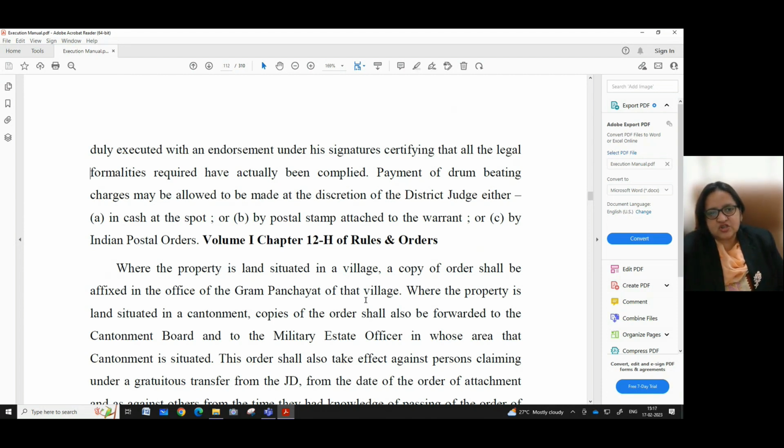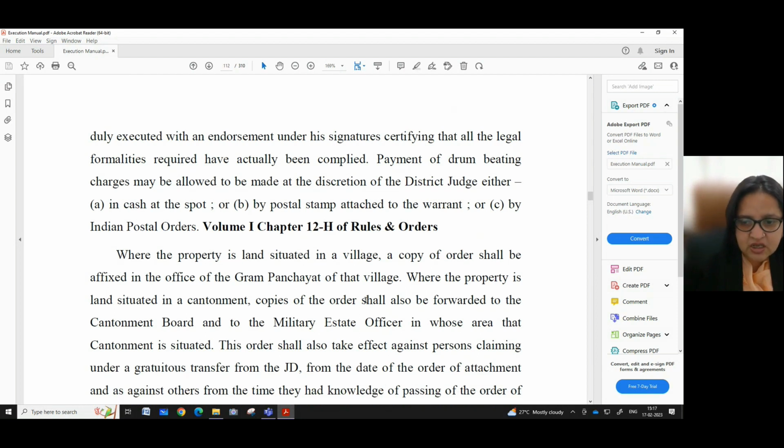Payment of drum beating charges may be allowed to be made at the discretion of the district judge, either in cash at the spot or by postal stamp attached to the warrant or Indian Postal Orders, Volume 1, Chapter 12-H of Rules and Orders. Where the property is land situated in a village, a copy of the order shall be affixed in the office of the Gram Panchayat of that village. Where the property is land situated in a cantonment, copies of the order shall also be forwarded to the cantonment board and to the military estate officer in whose area that cantonment is situated.